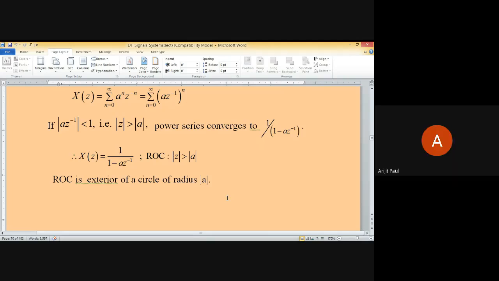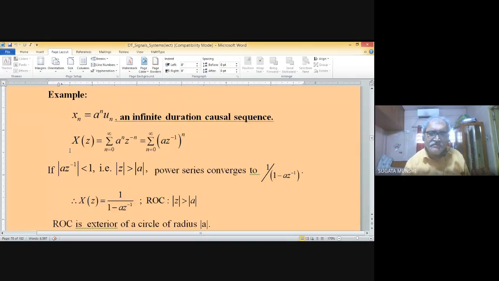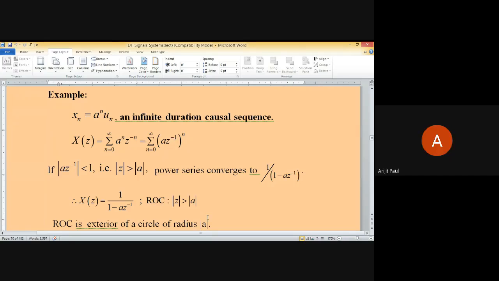Sir, why is it called power series, what does converge mean? This is a power series. This type of series is called power series, a series in powers of a z to the power minus 1.